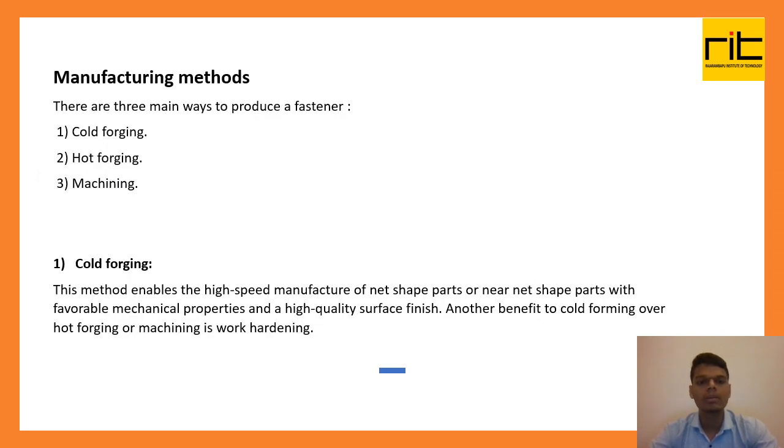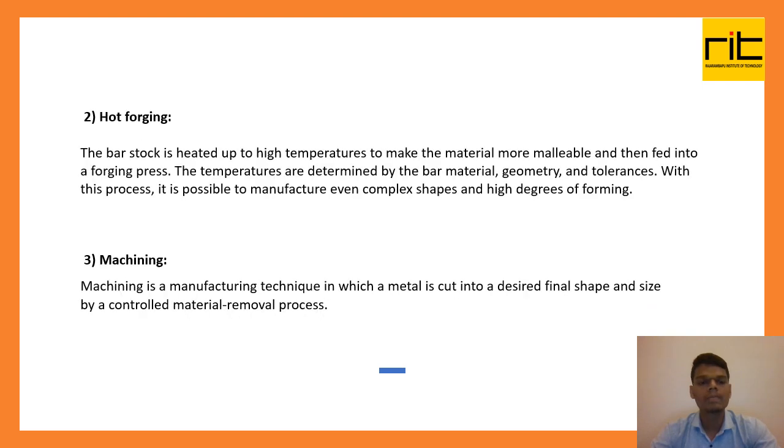There are three main ways to produce a bolt. First, cold forging; second, hot forging; and third, machining. First, cold forging. This method enables the high-speed manufacture of net-shaped or near net-shaped parts with favorable mechanical properties and a high-quality surface finish. Another benefit of cold forging over hot forging or machining is work hardening.